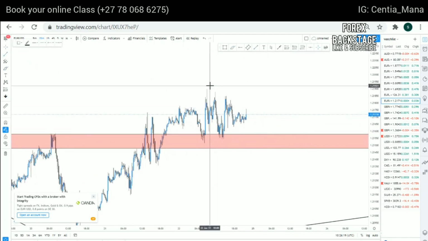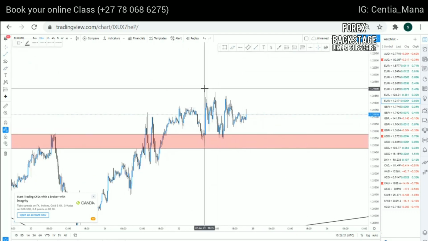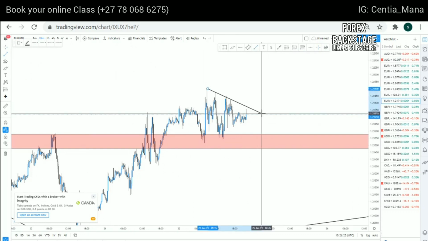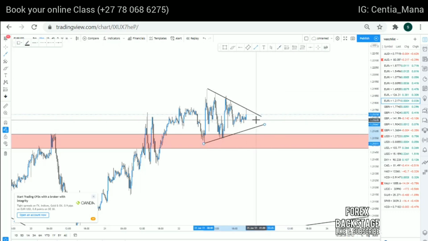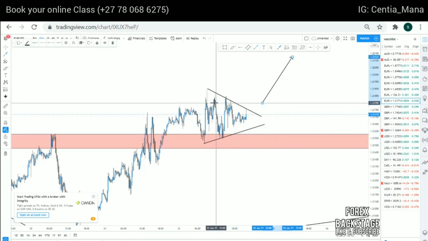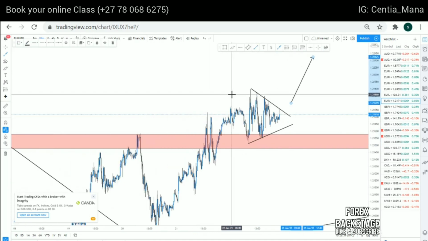So I see a symmetric triangle here, which is also a chart pattern, but we are looking for it to be broken first in order for us to validate an entry. If the market breaks this symmetric triangle to the upside, we will be looking to buy as soon as we can. Our target is very simple.